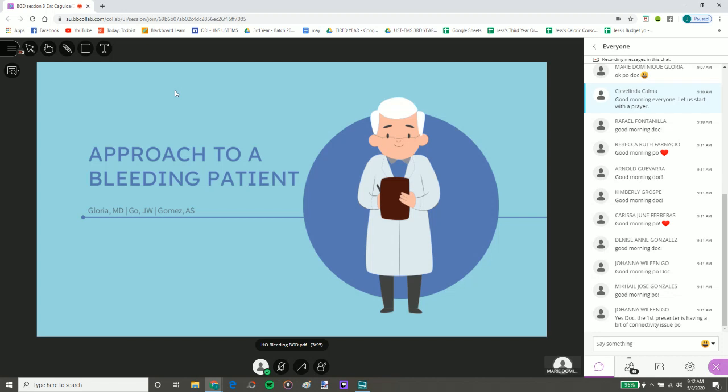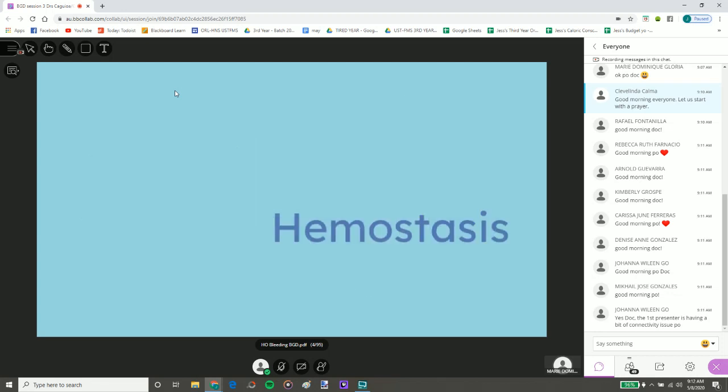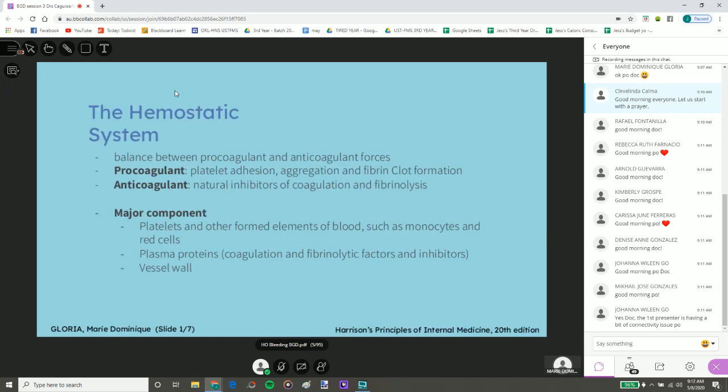So to start with the approach to a bleeding patient, let us first review some basics on hemostasis. The hemostatic system is how our body regulates the balance between your procoagulant and anticoagulant forces. Your procoagulant forces are composed of your platelet aggregation and the fibrin clot formation, and your anticoagulant forces are composed of your natural inhibitors of coagulation and fibrinolysis. The major components of your hemostatic system are your platelets and other formed elements of the blood, your plasma proteins, as well as the vessel wall.